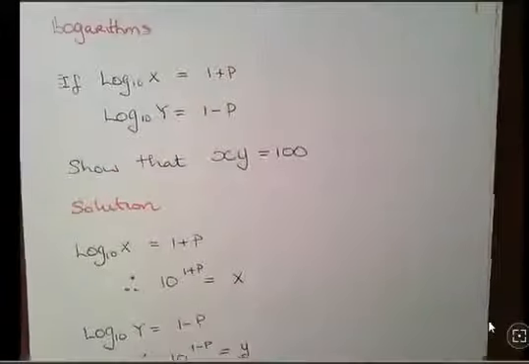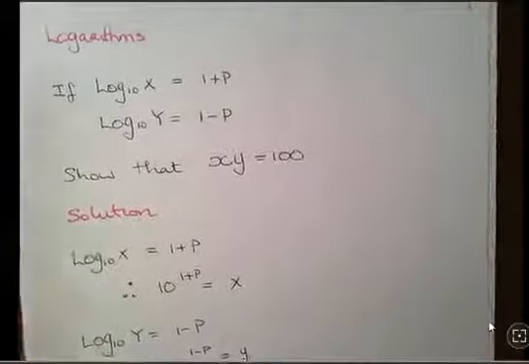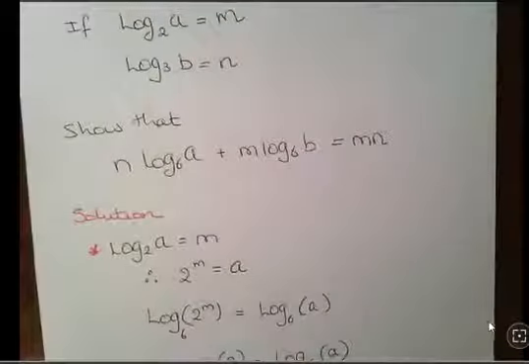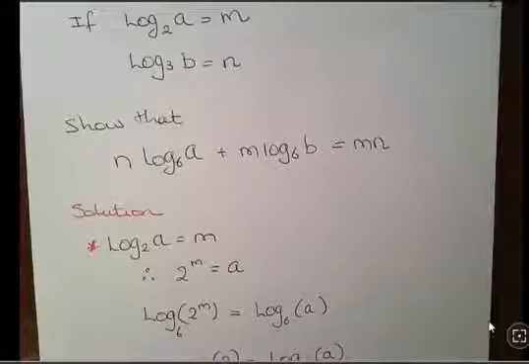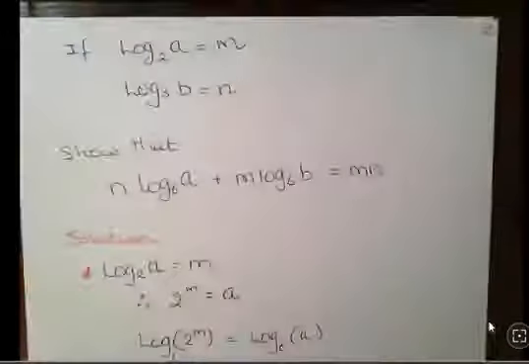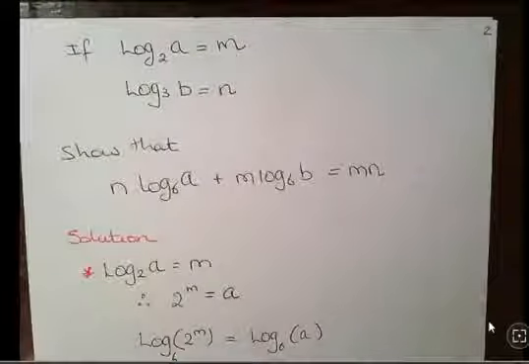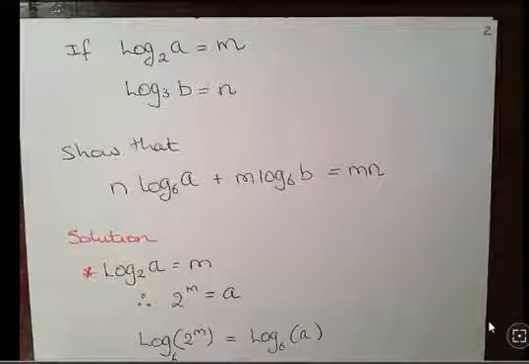So I'm going to just set up now the second question, which is a bit longer. Okay. So if we have log of a to the base 2 is equal to m, and log of b to the base 3 is equal to n, show that n times log of a to the base 6 plus m times log of b to the base 6 is m times n. Okay.